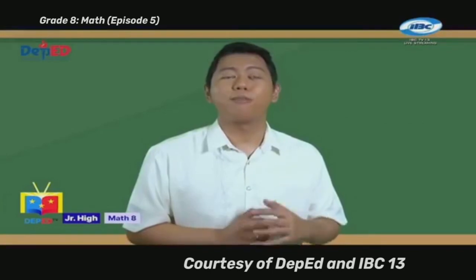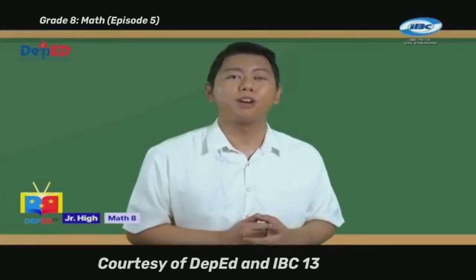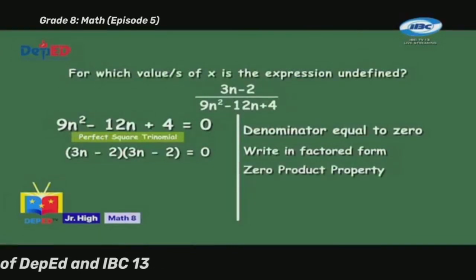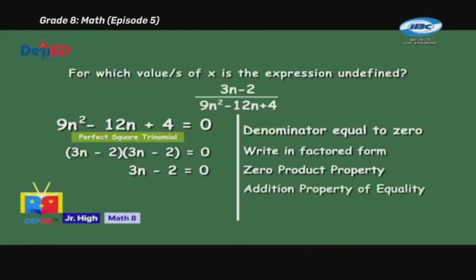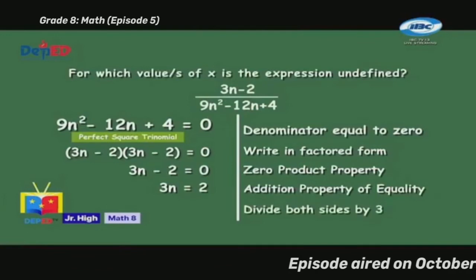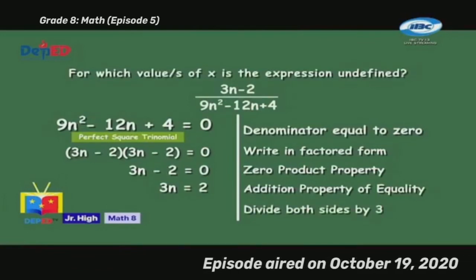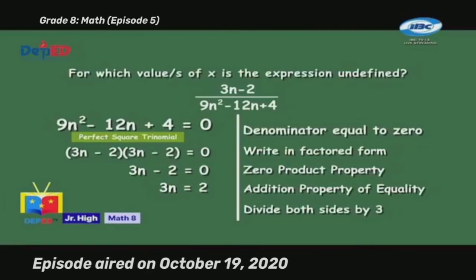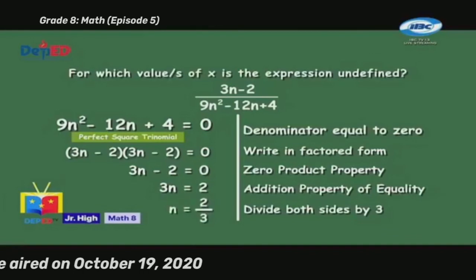Since the square of a binomial means multiplying the binomial by itself, we can say that by the zero product property, 3n minus 2 is equal to 0. By the addition property and simplifying, we will have 3n equals 2. And lastly, divide both sides by 3. What will be the value of n? The value that will make the rational expression undefined is 2/3.